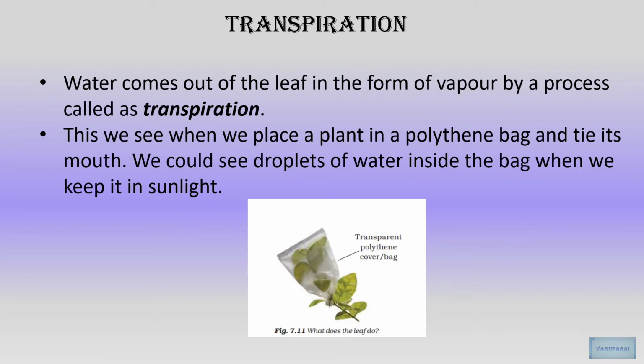Usually water comes out of the leaf in the form of vapor. This is called transpiration. To see transpiration, place a plant in a polythene bag and tie it up. After some time, you could find droplets of water inside the bag. This is done in sunlight. So this shows transpiration in a plant.